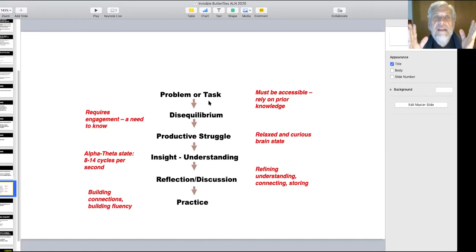All we're saying is if a kid needs to learn a new mathematical concept, in terms of their state of mind, it has to be in the general vicinity of this alpha theta state. Then the reflection and discussion is about refining the idea, but more it's about building connections to long-term memory.